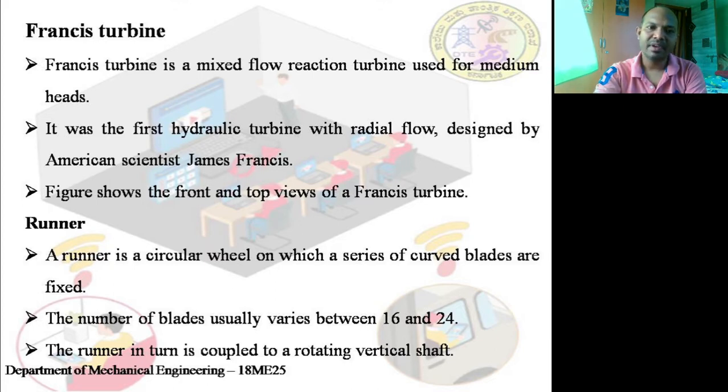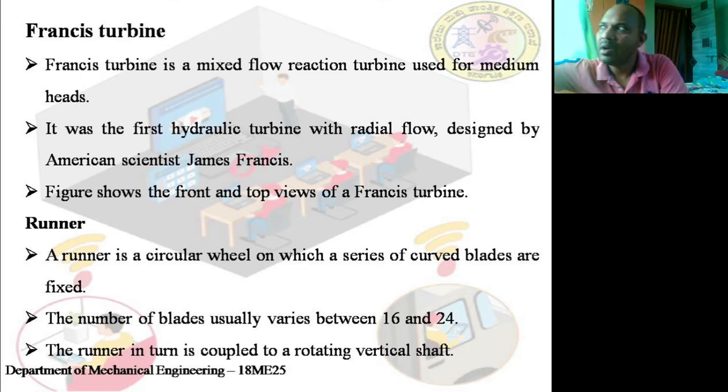First one is the runner. A runner is a circular wheel on which a series of curved blades are fixed, as in the case of the impulse turbine also. But in the impulse turbine we have buckets or cups, whereas here we have blades. There is a lot of difference, my dear friends. Buckets are something like this, like cups, whereas the blades are something like this. Is it clear?